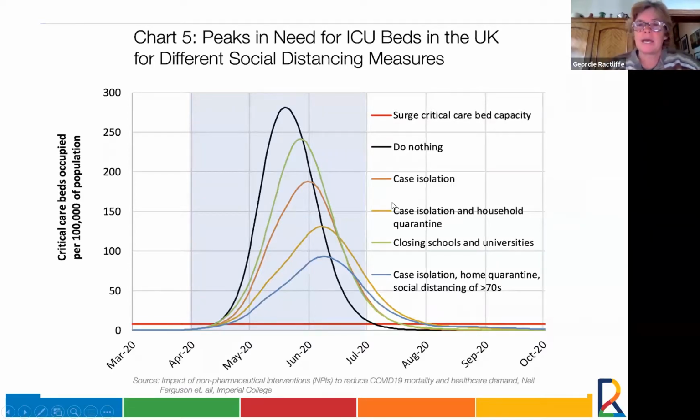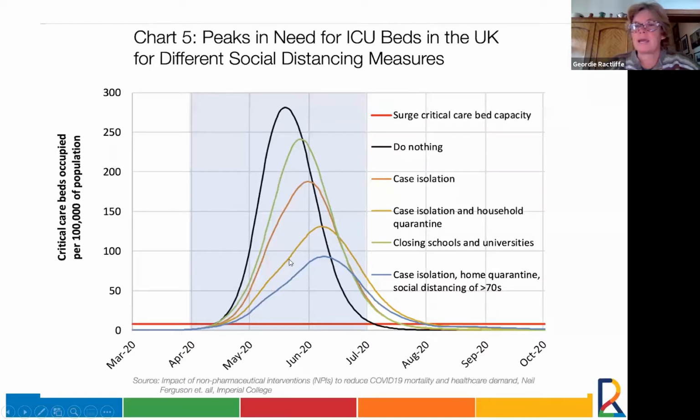This would be the modeled curve if we just close schools and universities, this green line here. You can see it dampens, it delays when we get to peak, and it slows the peak, it lowers the peak, and it spreads it out a little bit over a longer time. Here, if we are isolating cases, if we can identify and isolate cases, we bring that down.